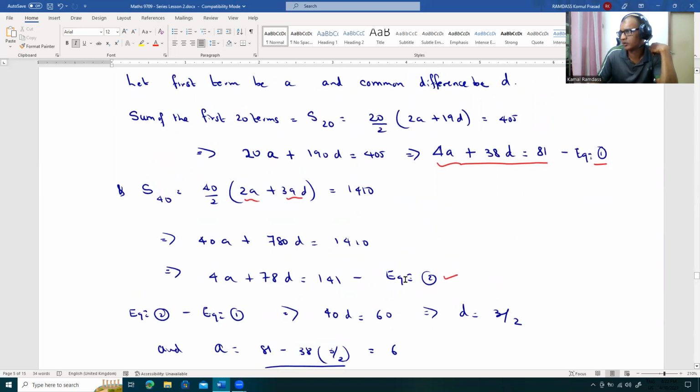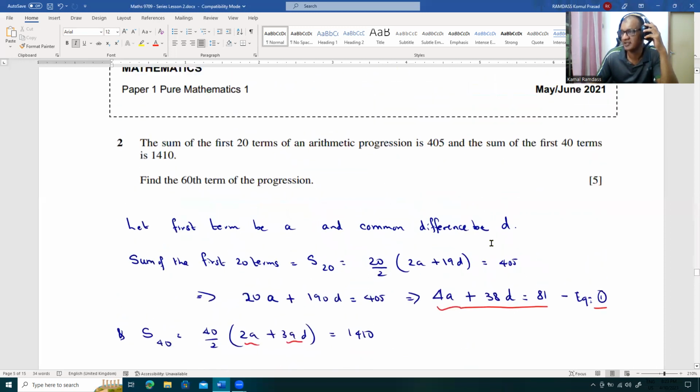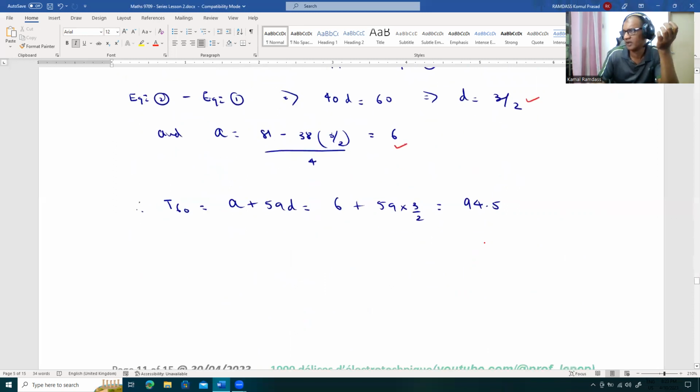Et equation 2 minus equation 1, mon gain 4A moins 4A pour éliminer. Mon gain 40D est égal à 60. D est égal à 3 sur 2. OK? Et A est égal à, me remplace ici, in equation 1, mon gain A est égal à 6. Et l'indiamant trouve the 60th term of the progression, ça veut dire A plus 59D. Ça veut dire 6 plus 59 fois 3 sur 2 est égal à 94,5.